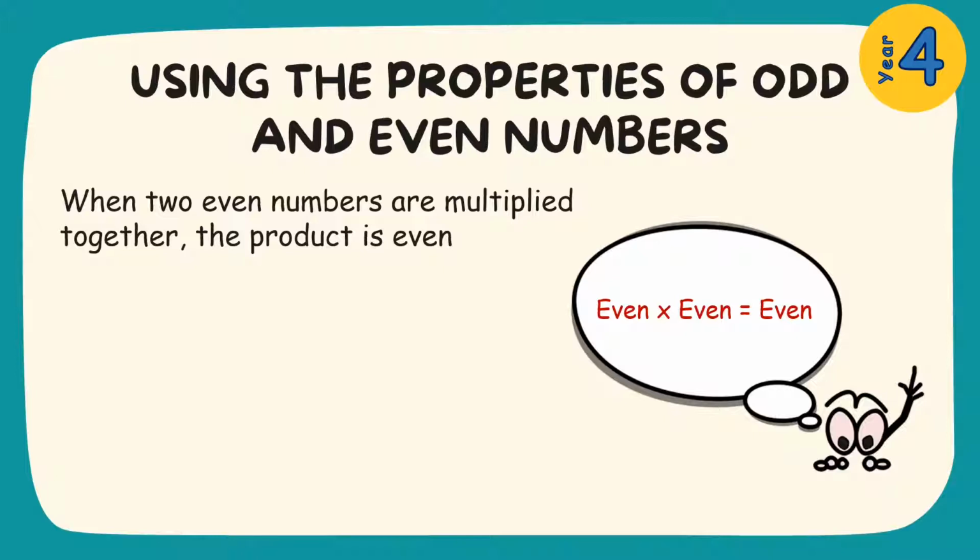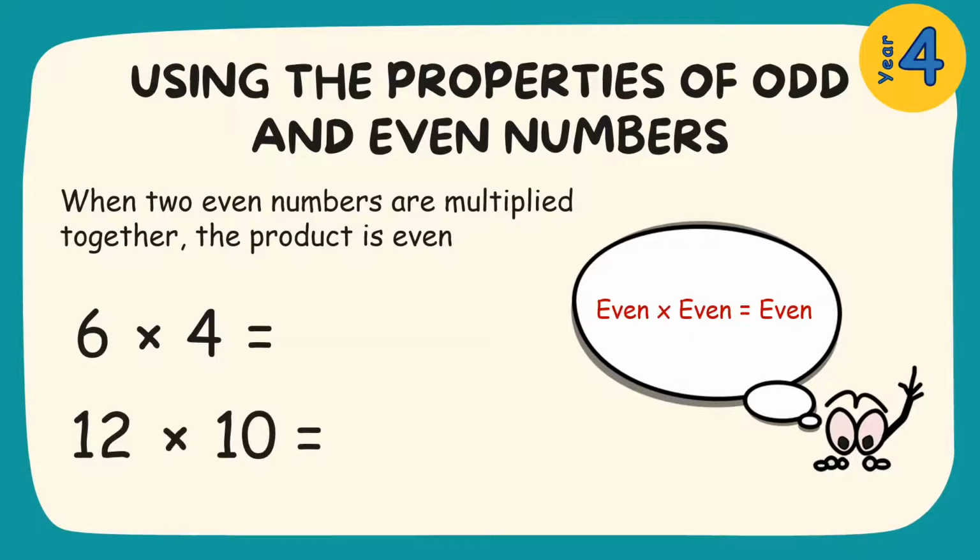The first thing we need to understand is when two even numbers are multiplied together, the product is even. What this basically means is, when I multiply two even numbers, I should get an answer that is also an even number. So if I've got something like 6 times 4, or something like 12 times 10, my answers should be even. It is what I should expect to see. And now if I solve those two, 6 times 4 being 24, and 12 times 10 being 120, I can see what I get meets my expectation.